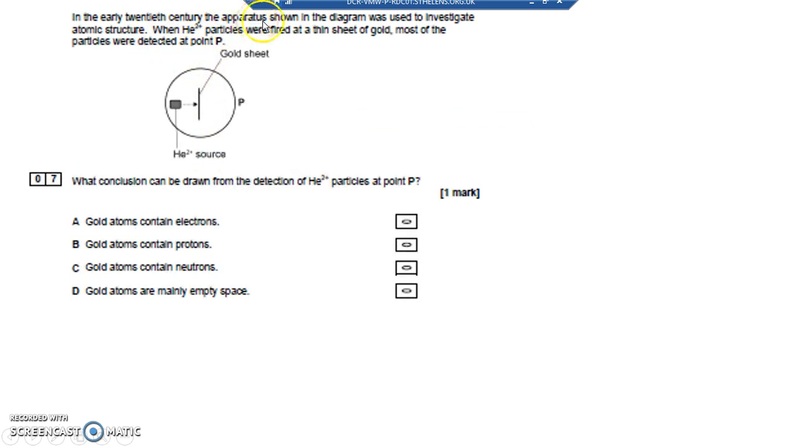In the early 20th century, the apparatus shown in the diagram is used to investigate atomic structure. When He2+ particles were fired at a thin sheet of gold, most of the particles detected at point P. In other words, they passed through a gold sheet. What conclusion can be drawn? I think most gold atoms are mainly empty space, so they're not being deflected by the atoms in the gold sheet.